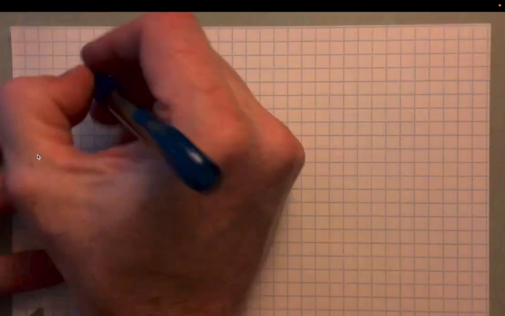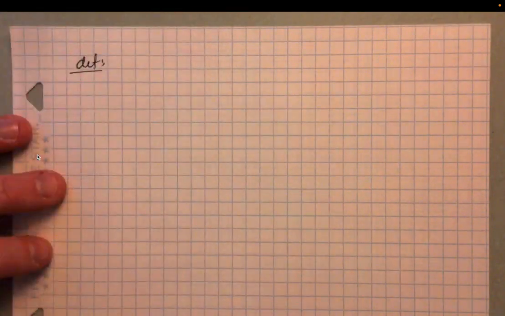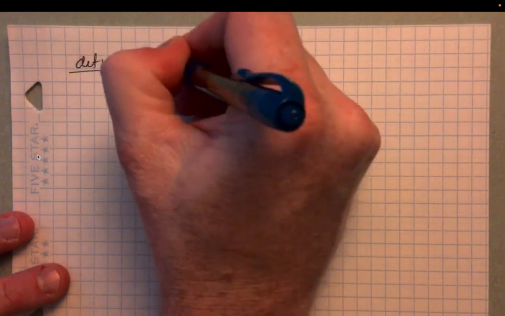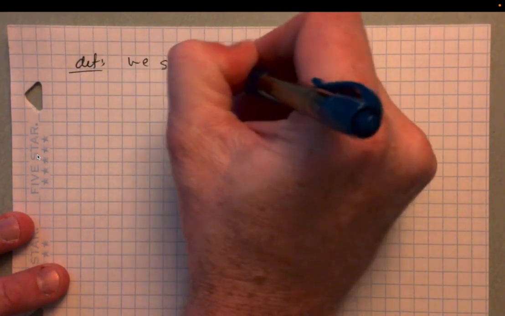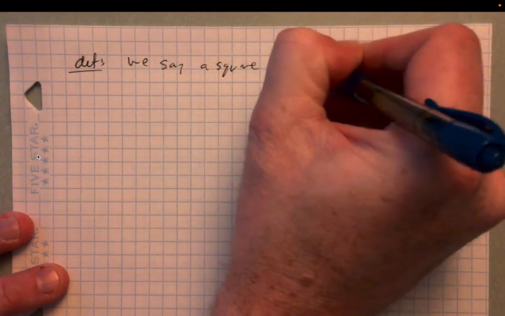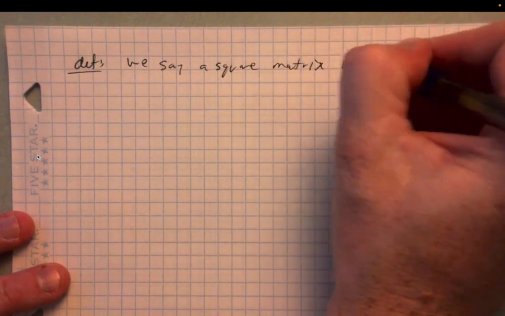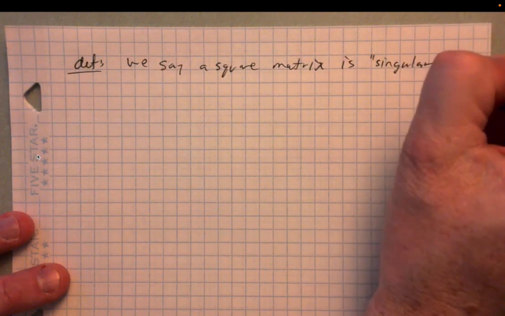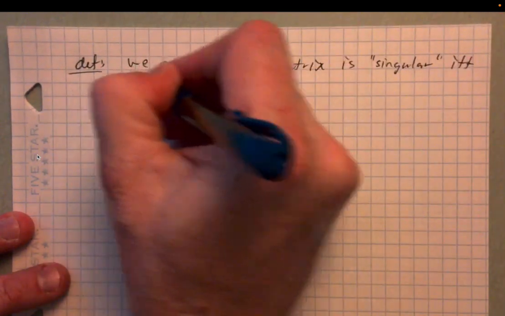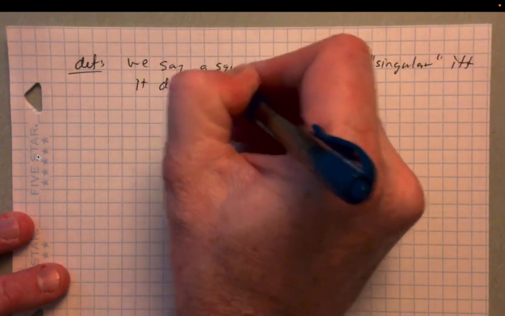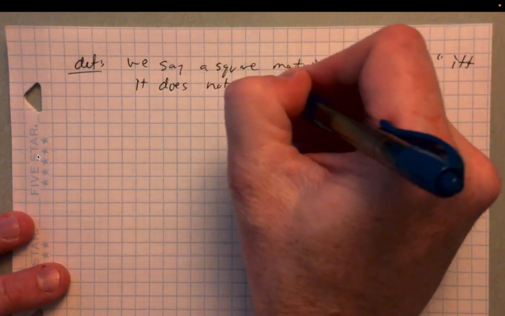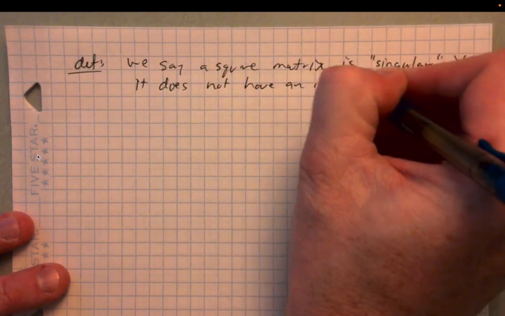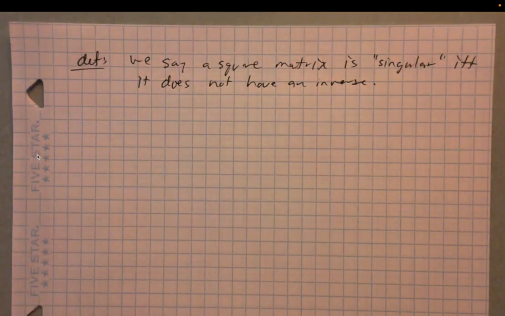All right. Terminology. We say a square matrix is singular if and only if it does not have an inverse. So if a matrix does not have an inverse, we call that matrix singular, a singular matrix.